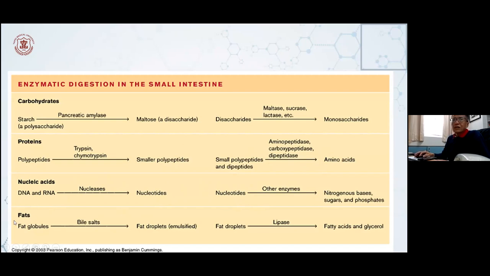And the fat globule needs to be emulsified by the bile salt to increase the solubility, and to make fat droplets emulsified. And the fat droplet can be digested by the lipase to release the fatty acid and the glycerol and to form the chylomicron, and to use the lacteal lymph system to move to the other parts. So this is the enzyme digestion in the small intestine.